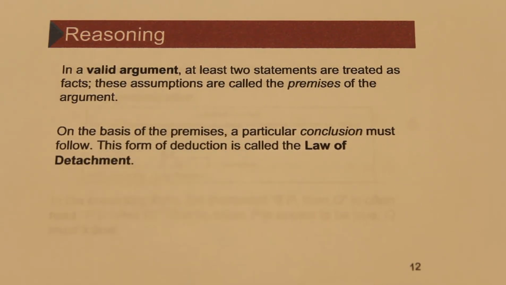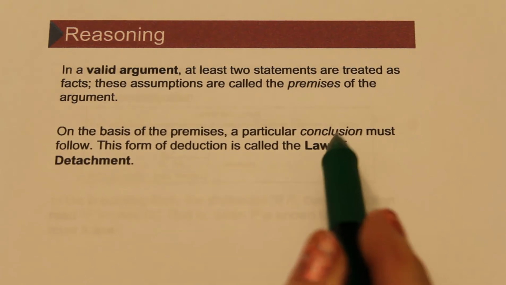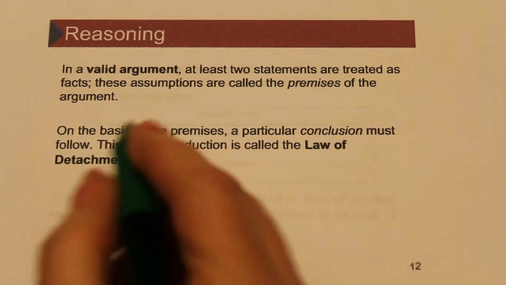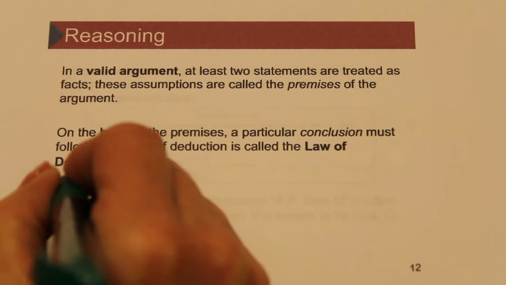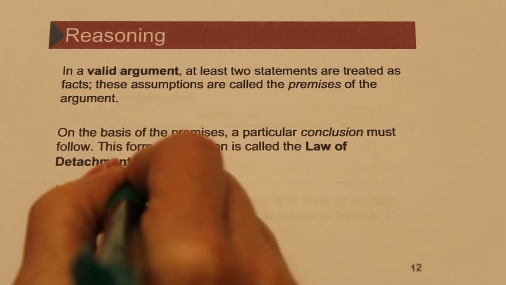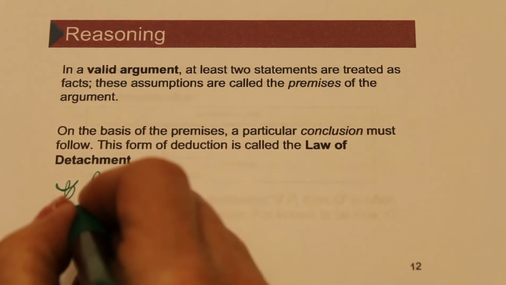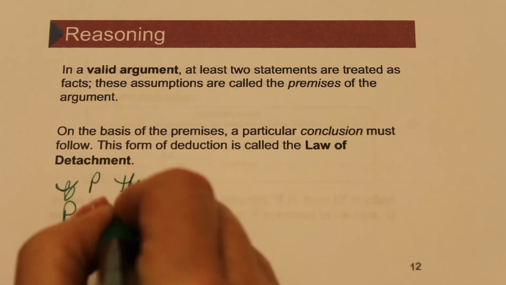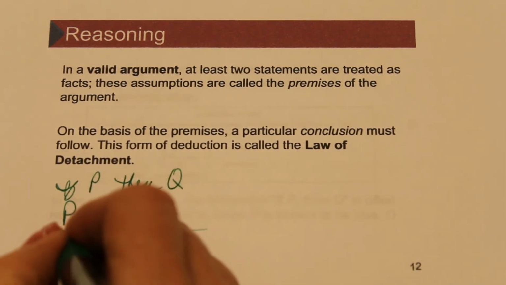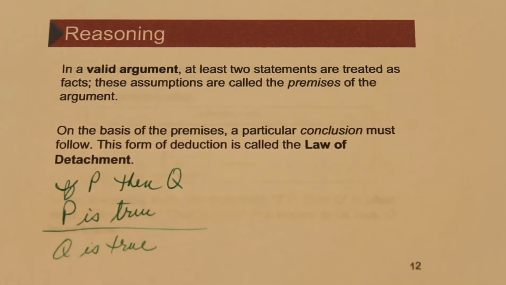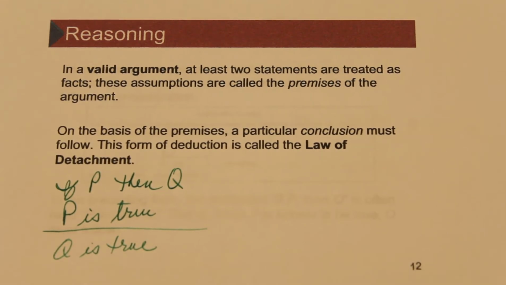And so on the basis of these premises, a particular conclusion must follow, and this is called the law of detachment. The law of detachment is, if P is true, then Q will be true. And if I tell you P is true, you know what you can conclude? Then you can conclude Q is true. That's the law of detachment. That's a valid argument, and most of our arguments are going to look like that in geometry.